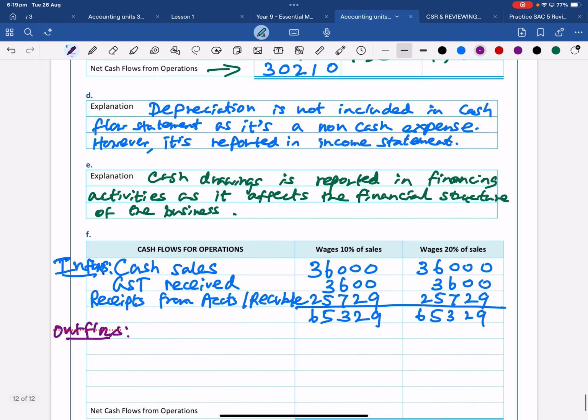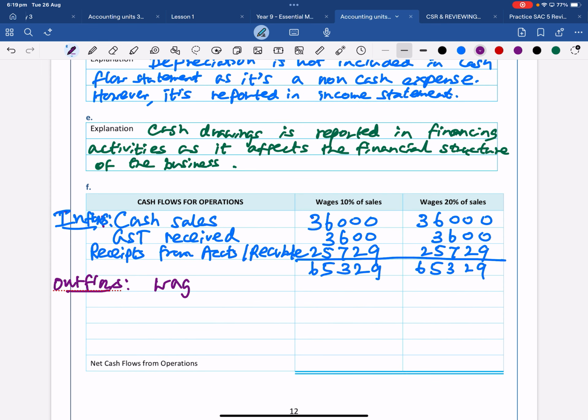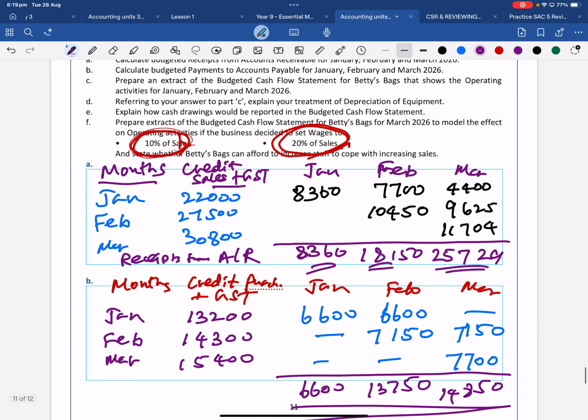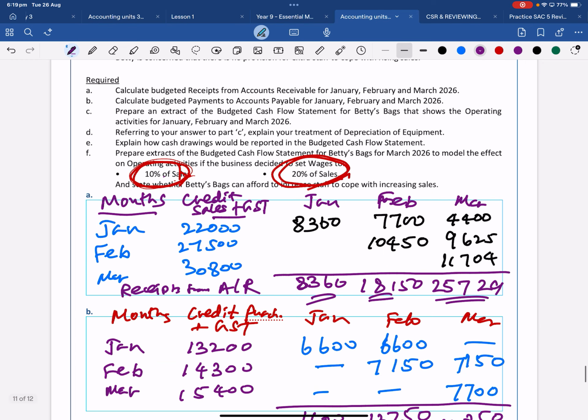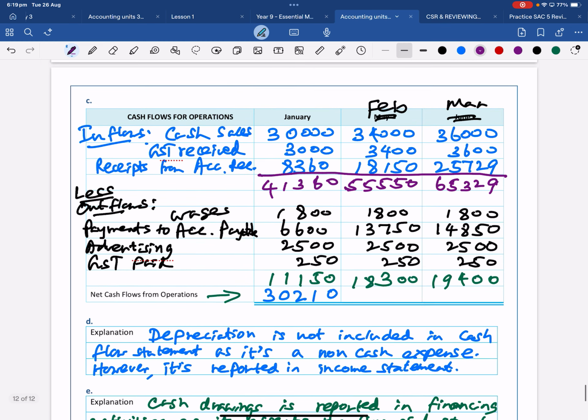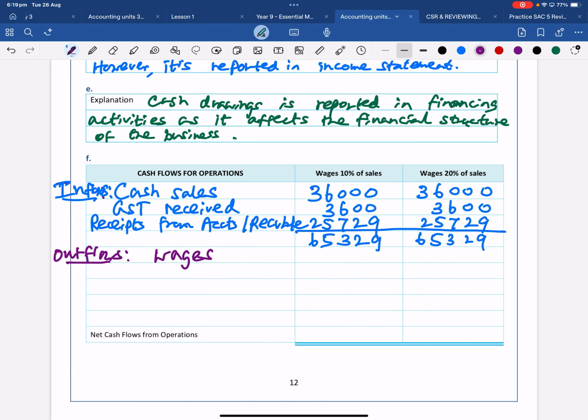Right, outflows are, guys. Firstly, we'll start with wages. How much is going to be wages? 3,600. Is it all sales or just cash sales? It doesn't say, but what we can see in the cash flow statement is only cash sales, so we'll consider only cash sales. 3,600, and the other one is going to be how much? 7,200.